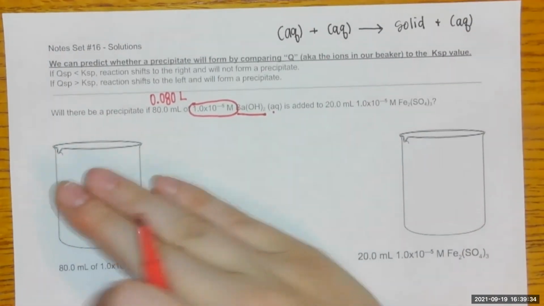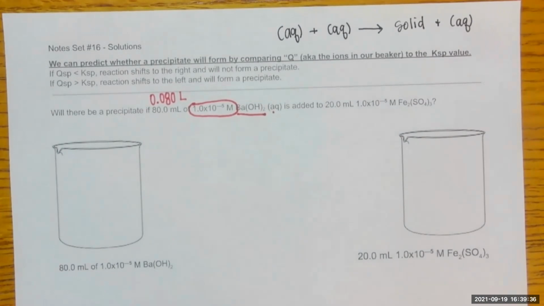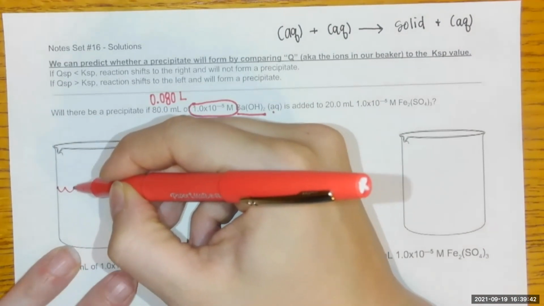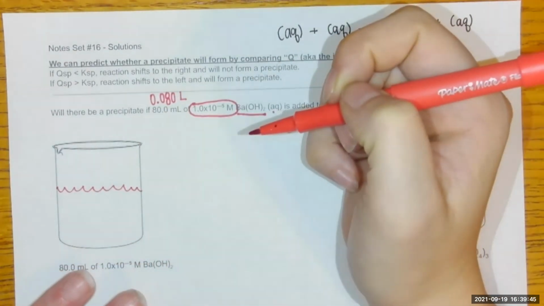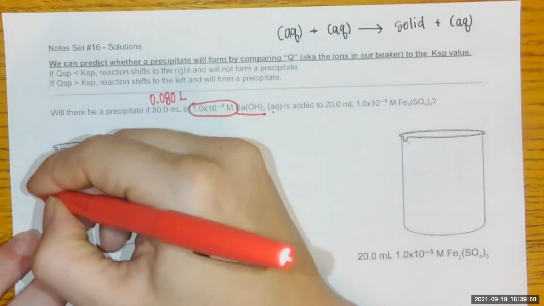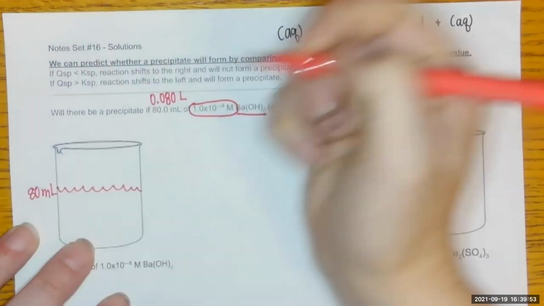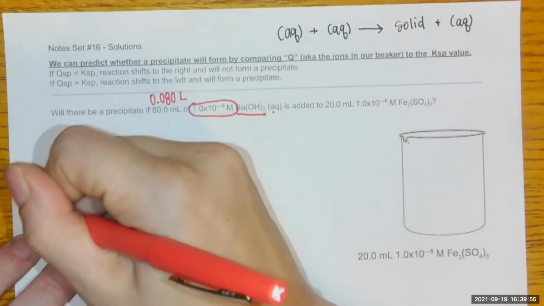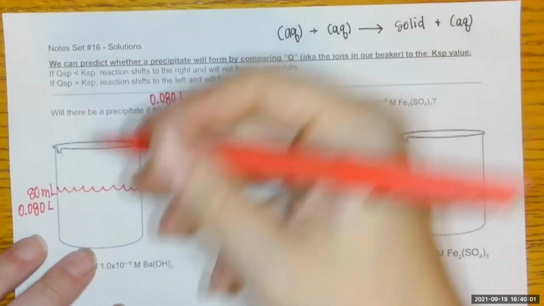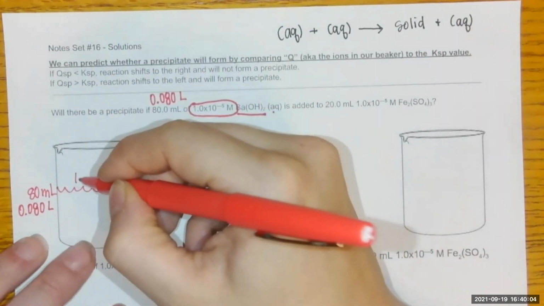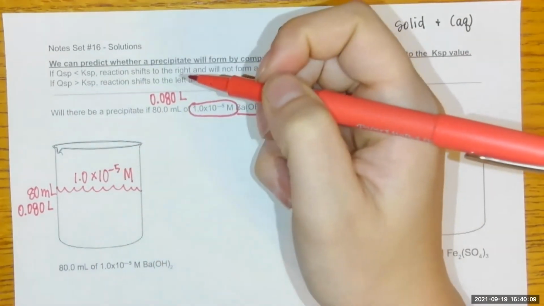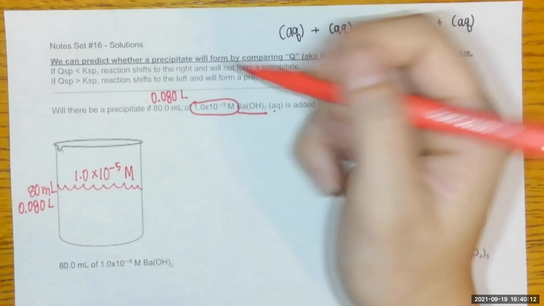That's what's going on in this beaker. So I'm going to write that out over here inside of the actual beaker. Here's my water line. And in here, I have 80 milliliters, but I already converted that. So 0.08 liters of 1.0 times 10 to the negative 5th molarity of barium hydroxide.